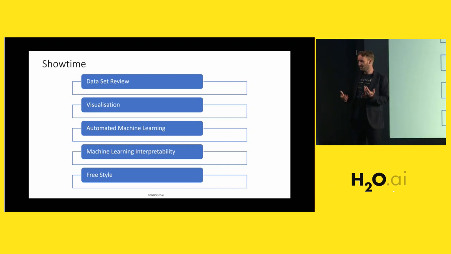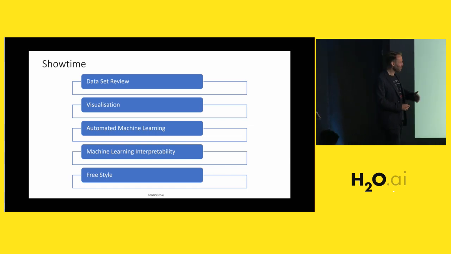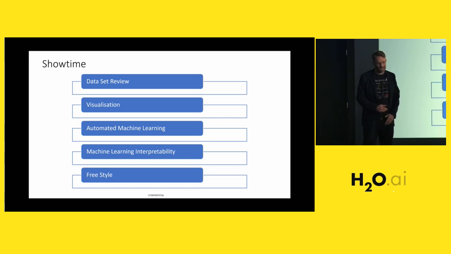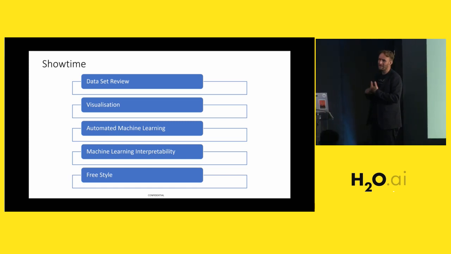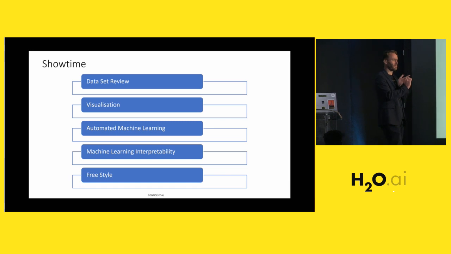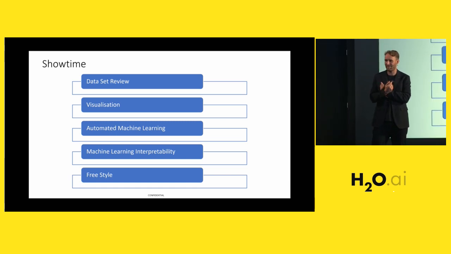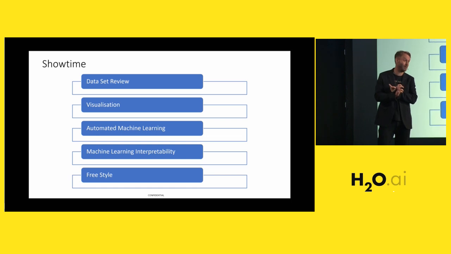So what are we going to go through? Well, in the next hour and a half or so, we're going to really go through these five areas. We're going to look at some data first of all. We're going to visualize it. We're going to build some models. We're going to do some interpretability. And then we're going to do some freestyling, i.e., you can do whatever you want.